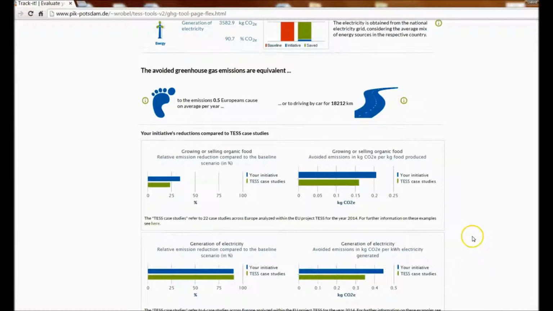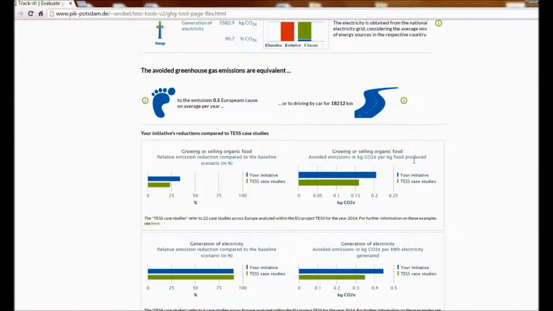In the last section of the results page, we compare the results of your initiative to the average performing community-based initiative in our test case studies. So in blue is the data we just entered and the results produced, and green is the average of our test case studies. So the top refers to the growing organic food, and the bottom one is the energy example. On the left side, we have the comparison of the relative indicator, so the percentage that's been reduced from the baseline. And on the right side, we have an efficiency indicator. So for the food, it's the amount of kilograms of CO2 that are reduced per kilogram of food produced.